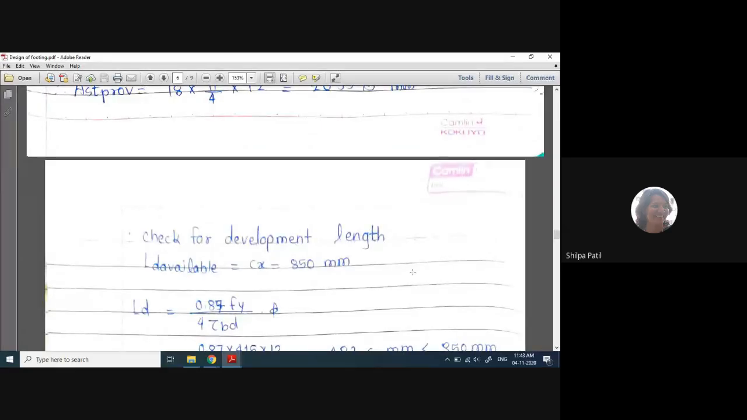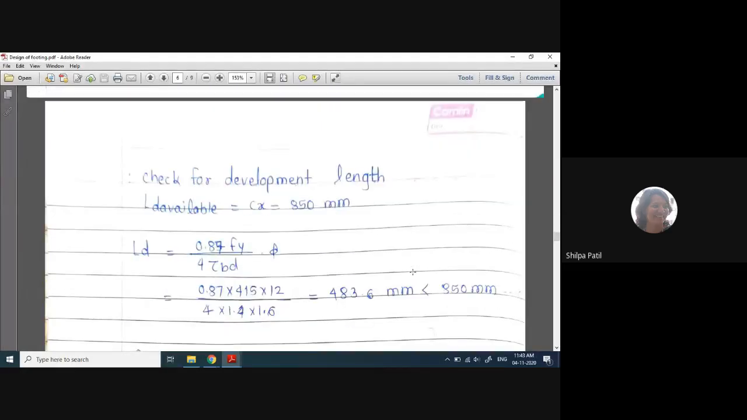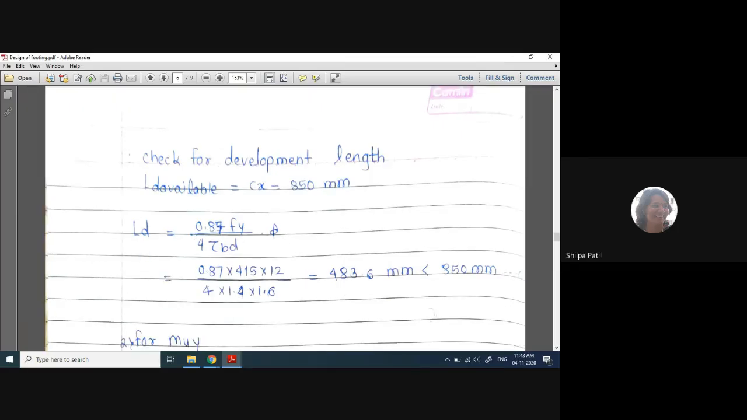Now, one more check is here, check for development length. The one which we used for the slab. So if you consider the design of footing, it is a combination of the design of beam and design of slab. Whatever steps we are following for beam and for slab, the combination of both these is used for design of footing. That's why it is a little bit lengthy. Now the check for development, this formula we already know, LD, we already discussed, 0.87 Fy upon 4 tau BD into phi. This formula gives us the required development length for the reinforcement.